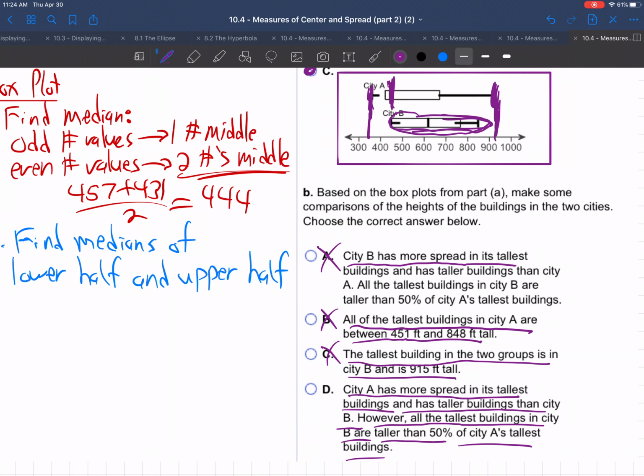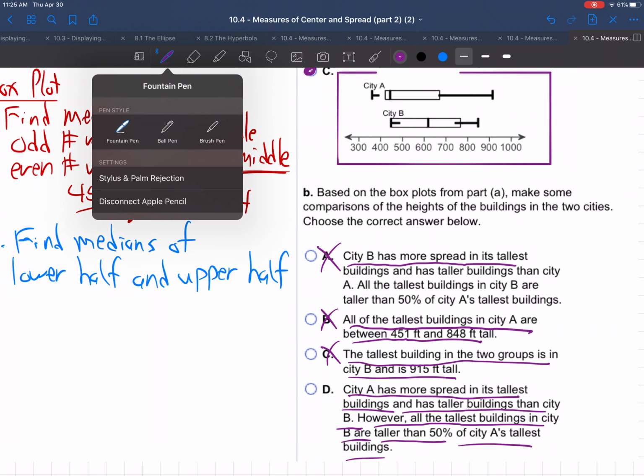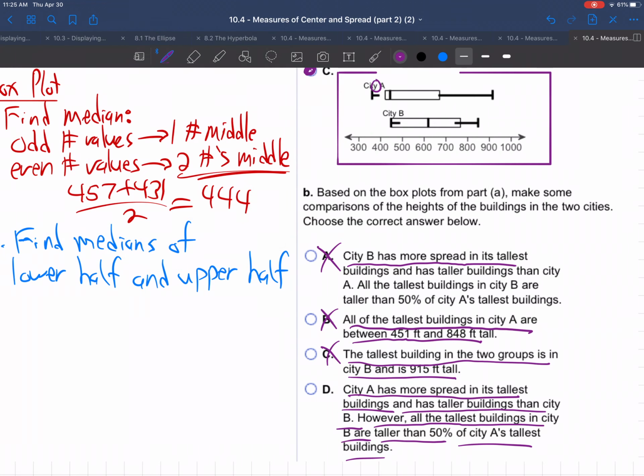That's true. So they're making sure you understand what a box plot does. Remember, the box plot breaks it into quarters. This is the first quarter, the second quarter. Wait a minute, I'm getting confused myself. So, yeah, the first quarter is right here, and the second quarter is right there. It's between this line and that line. Here's the third quarter, and here's the fourth quarter. Yeah, so right, it's between those four marks.